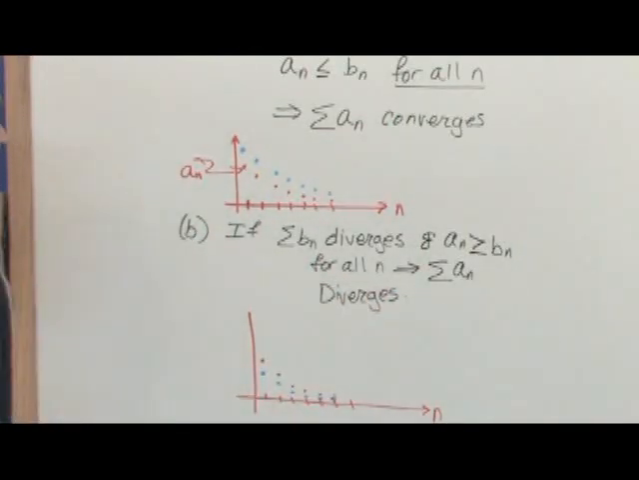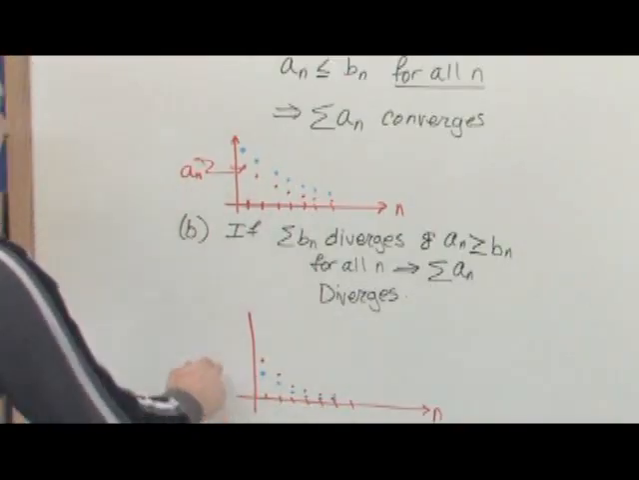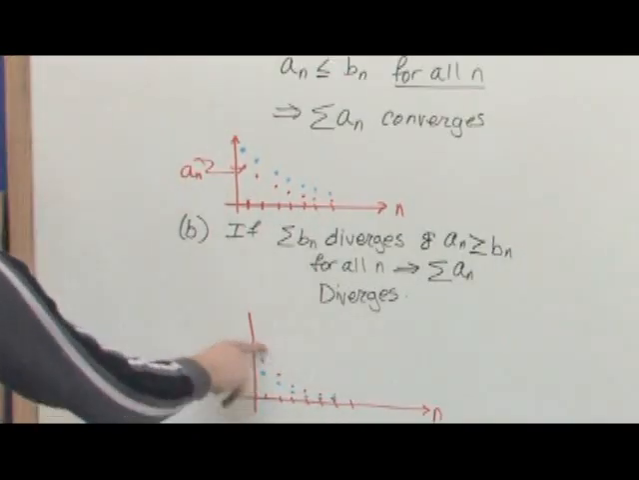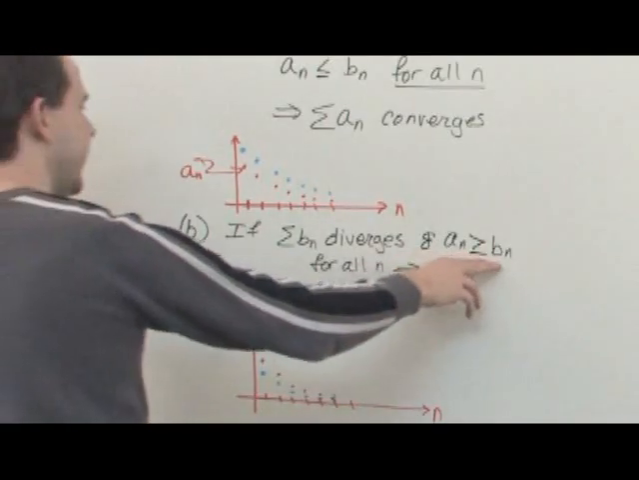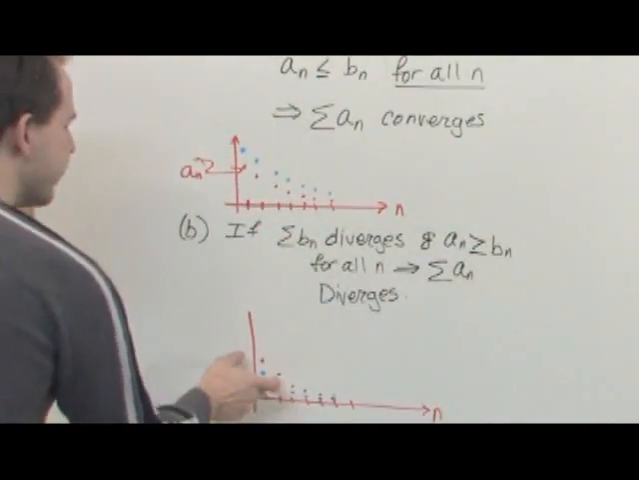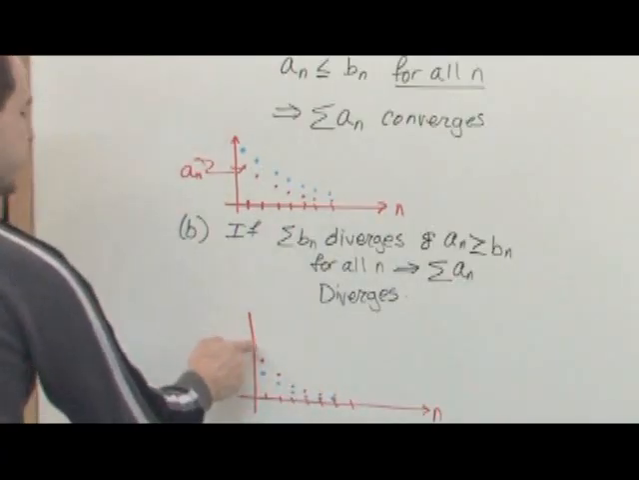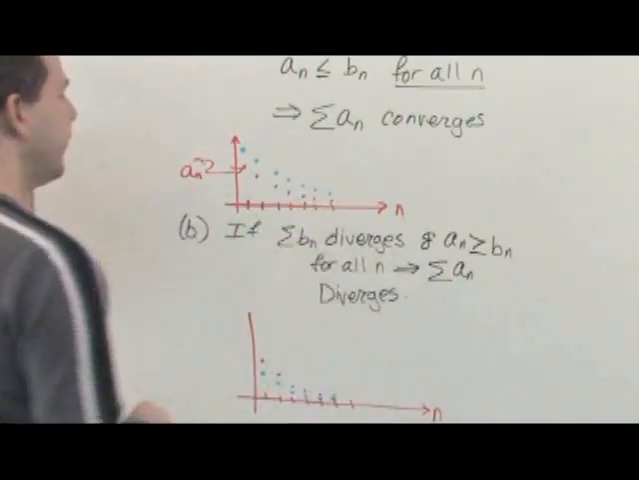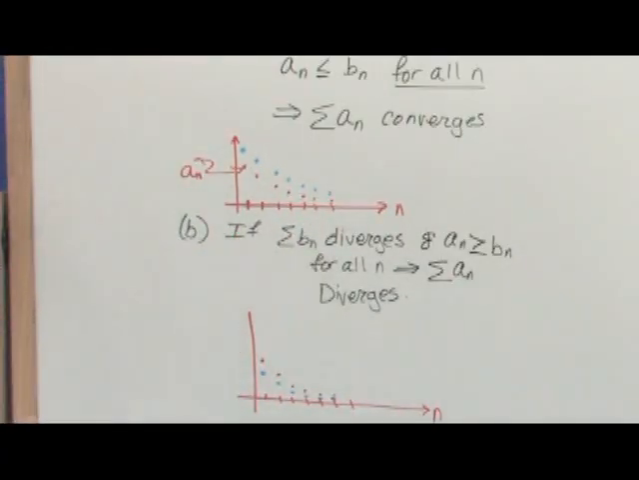And you can kind of look at it the same way. B sub n lies below a sub n. The B series lies below the A. That's what this is saying. So if B diverges, it kind of pushes A off to infinity. So you have found a series that lies below the one you care about, and yet it itself diverges. So you've proven that the one you care about also diverges.